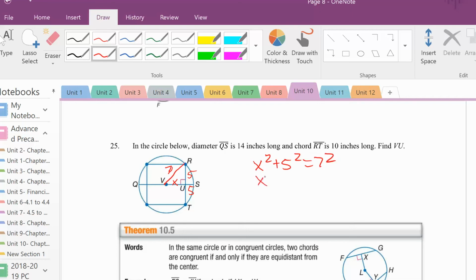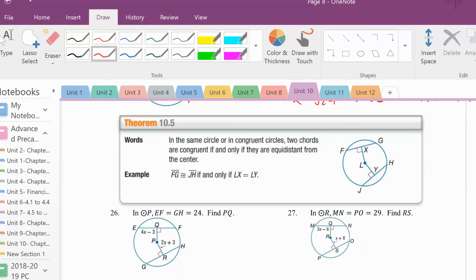So we get x squared plus 25 equals 49. So x squared equals 24. So x equals the square root of 24, which is approximately 2 radical 6 or 4.899 inches. Either one.